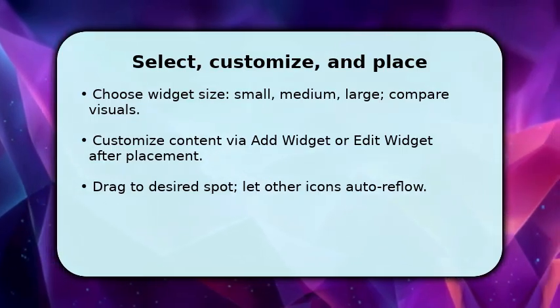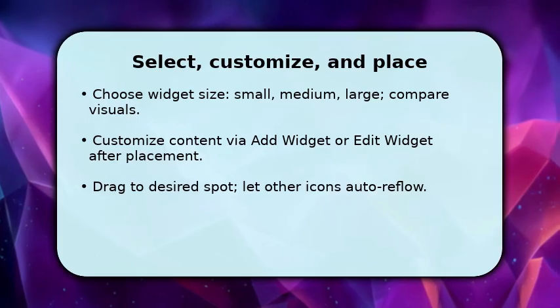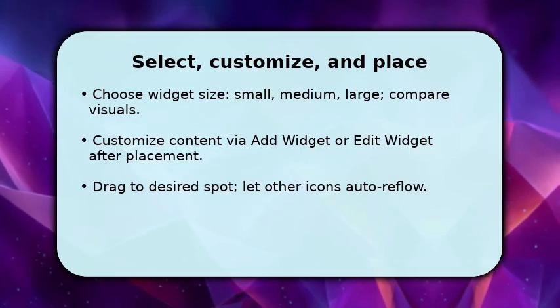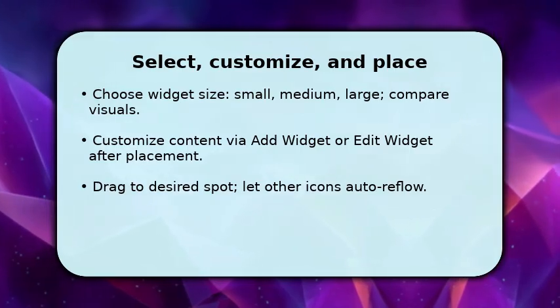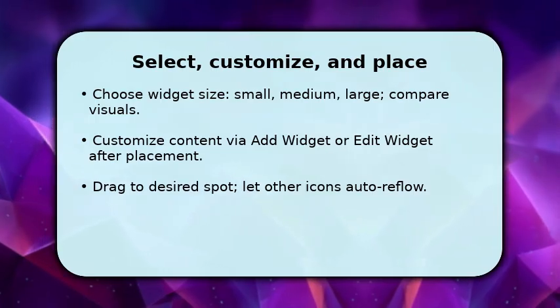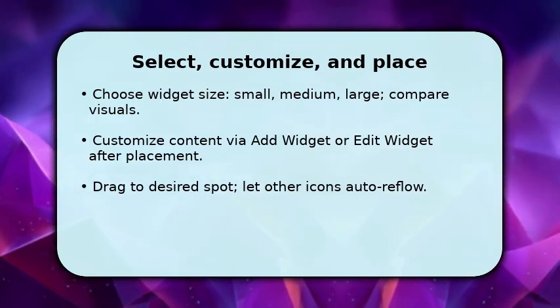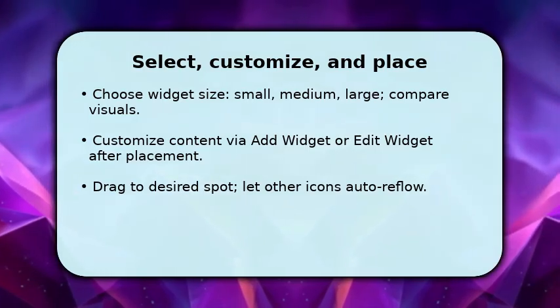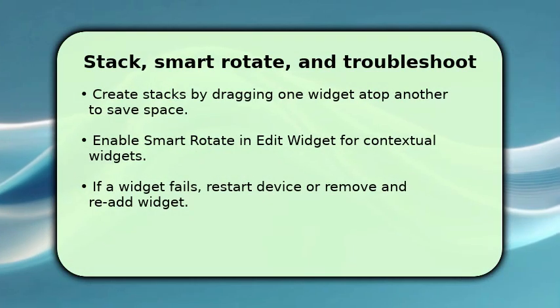Tap the widget in the gallery to add it, then immediately drag it to your preferred spot. iOS will shift icons automatically, so placement is fluid. If the widget supports configuration, long press it and choose Edit Widget to select accounts, lists, or data sources. Doing this ensures the widget shows the right content without opening the app.